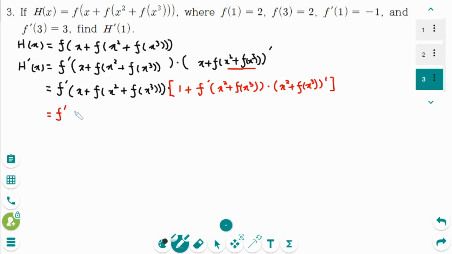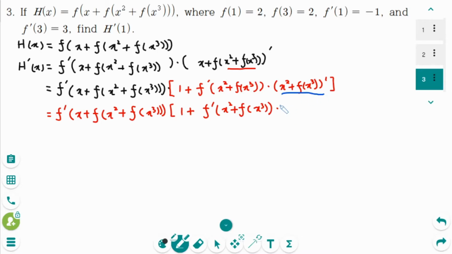Equals f prime of x plus f prime of x squared plus f of x cubed times 1 plus f prime of x squared plus f of x cubed times, now only think about this part, x squared prime equals 2x plus this one. We have to use the general power rule. This is u, f prime of inner function times inner function prime, which is 3x squared.